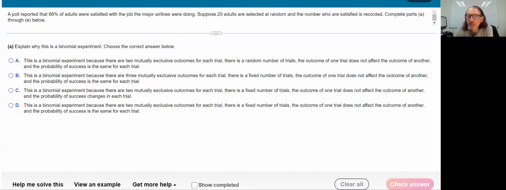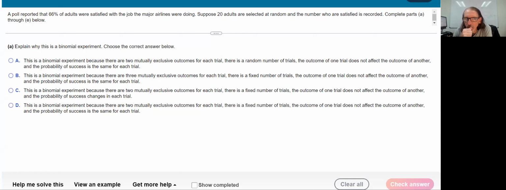A poll reported that 66% of adults were satisfied with the job the major airlines were doing. Suppose 20 adults were selected at random, and the number who are satisfied is recorded. And then we have 5 parts to deal with here.